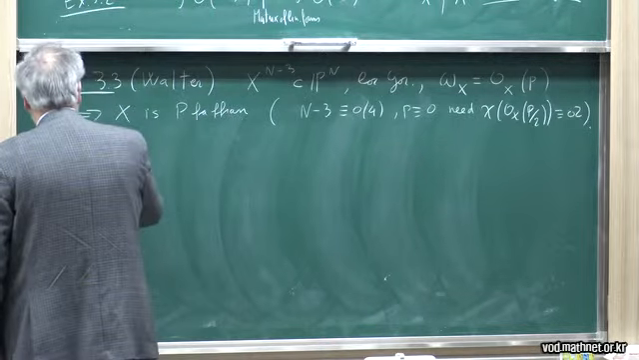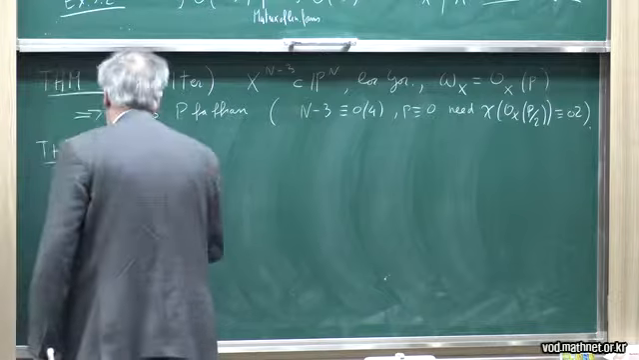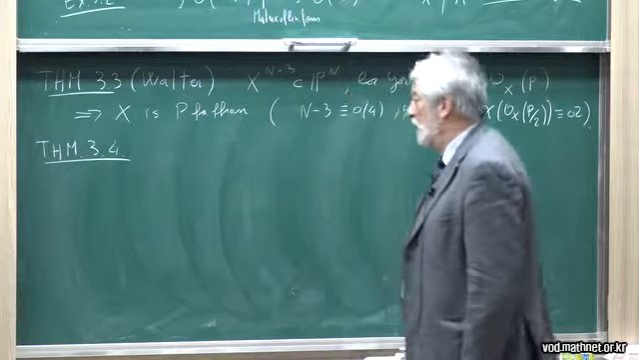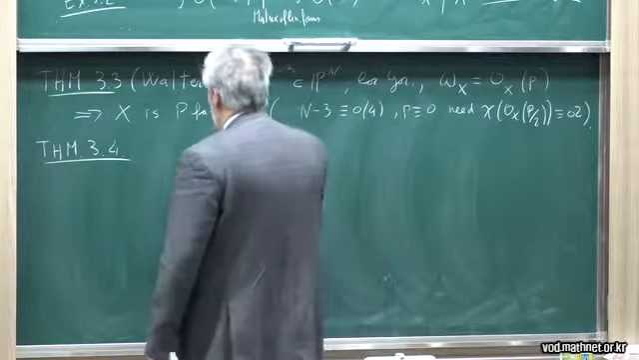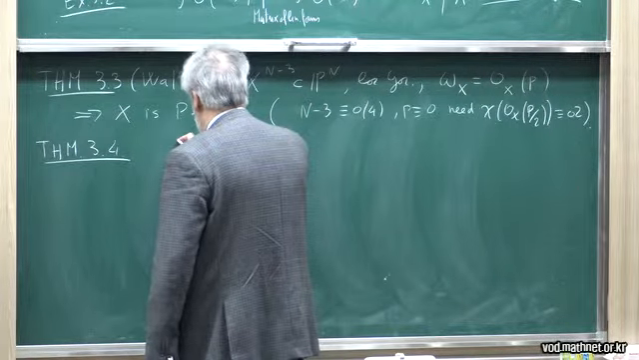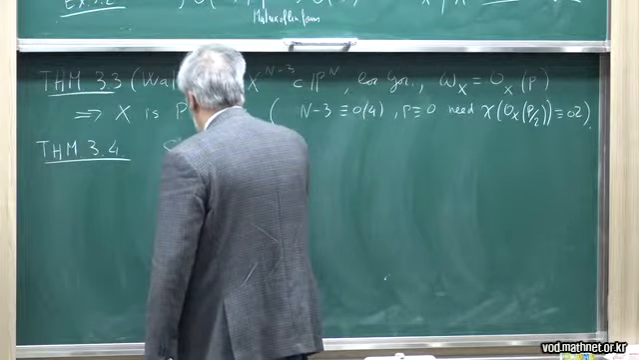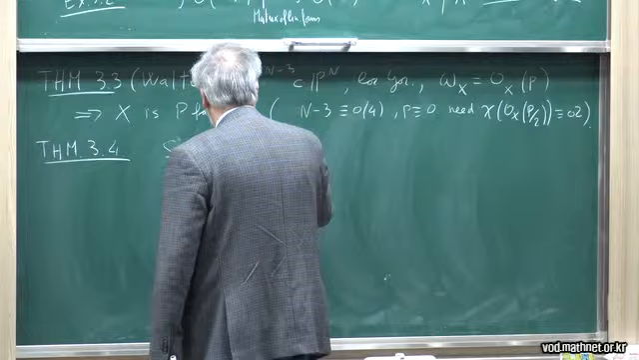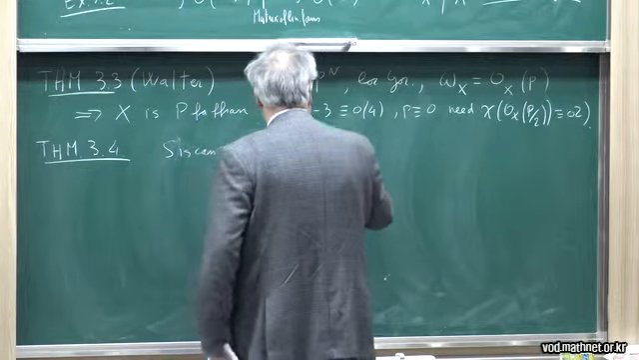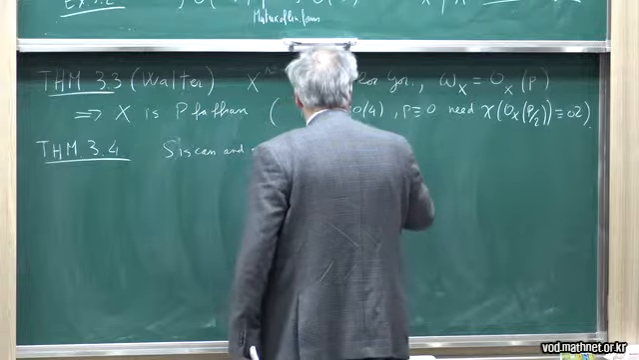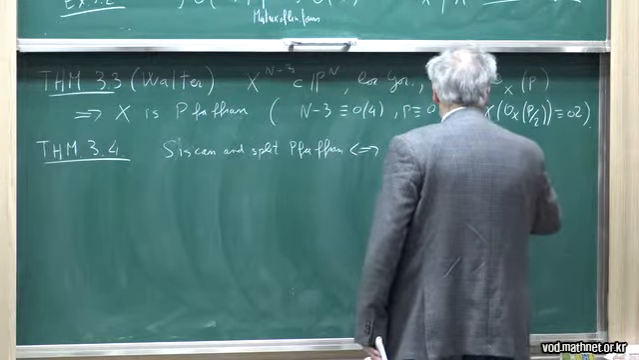Okay, so the next theorem, it's again a folklore theorem in the sense that I wrote it up and it was known, I mean, it's just an exercise. S is canonical and split Pfaffian if and only if k squared lies between 14 and 11.